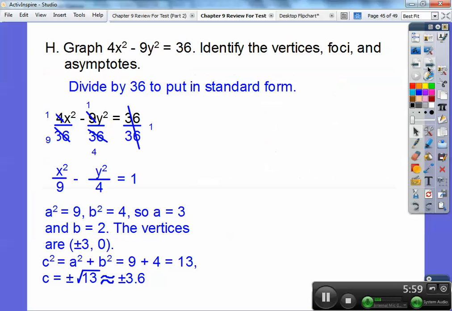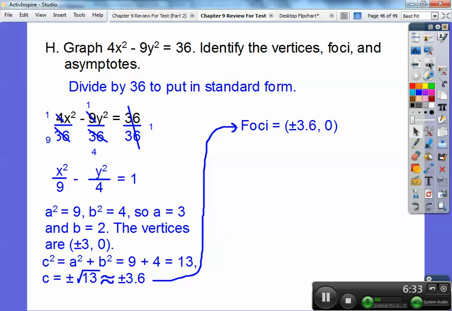That's my asymptotes. All right, so here we are, back to this problem right here. So a squared equals 9, b squared equals 4. So a equals 3 and b equals 2. So the vertices of this horizontal hyperbola, because x is coming first, are going to be plus or minus 3. And since hyperbolas have minus signs, the c squared formula has a plus sign, so I add 9 plus 4 and get 13, and the square root of 13 is about 3.6. And since it's horizontal, then my focus points are going to be 3.6 left and right.